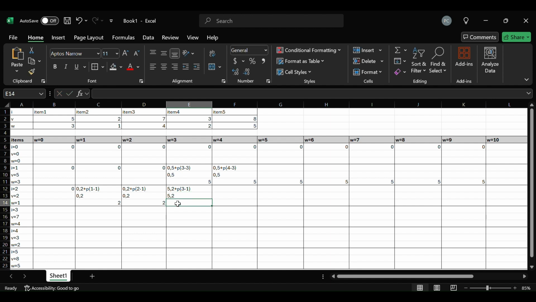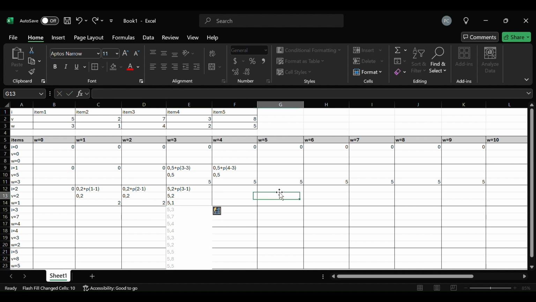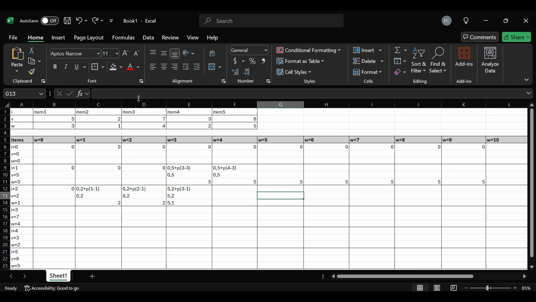So I will decide not to pick up, and it will give us a maximum of 5.